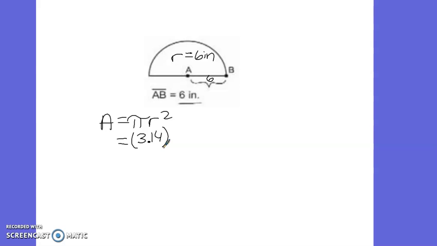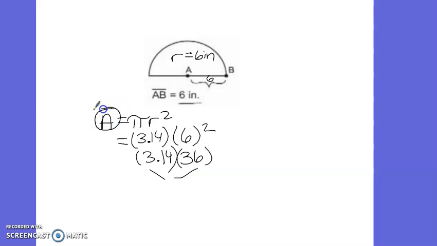Okay, so radius is 6 squared, and I should be putting in my units, but right now I want to focus on our numbers. Remember, 6 squared does not mean 6 times 2, it means 6 times 6. So 6 times 6 is 36, and then we have 3.14. So all we need to do is multiply this. As we start to multiply, I'm going to put a circle around this because this is for the whole entire circle. Don't forget this is the whole entire circle. So we're going to multiply.